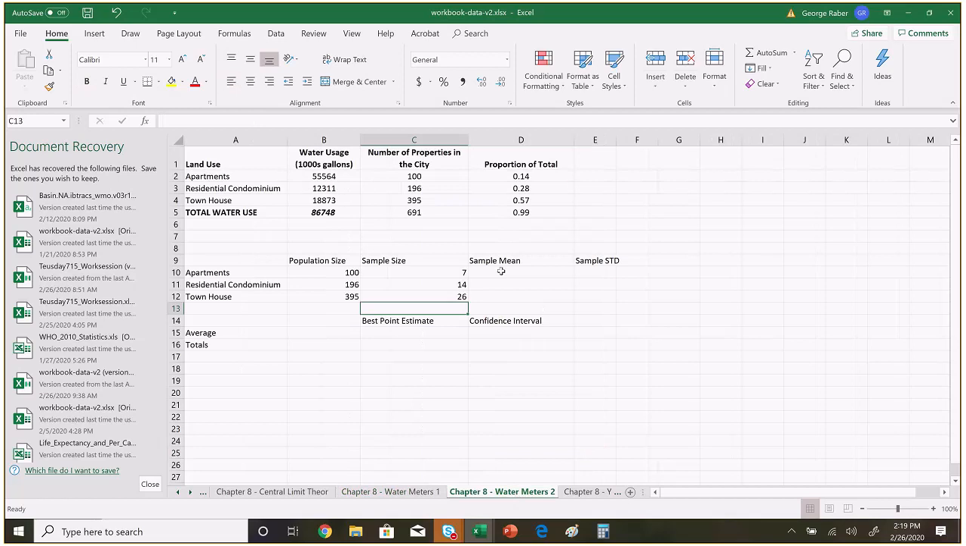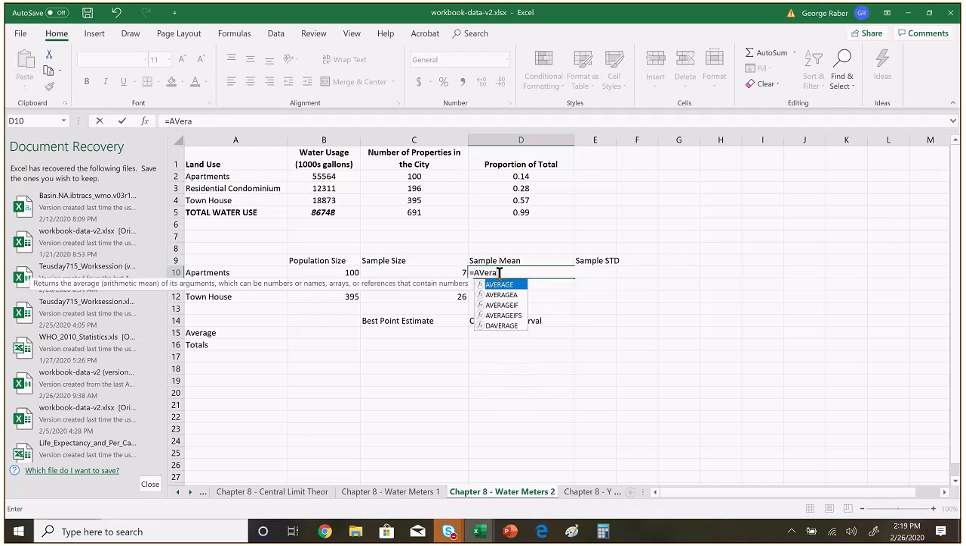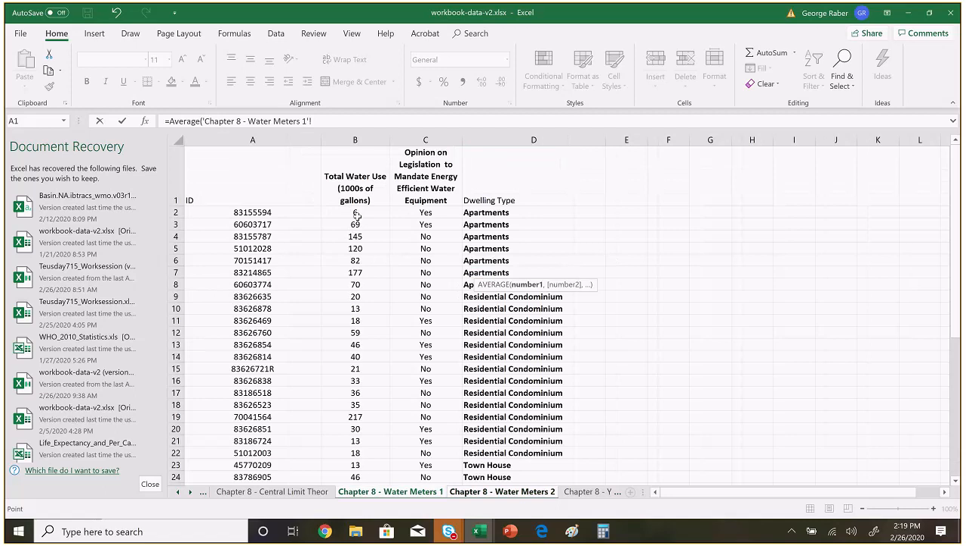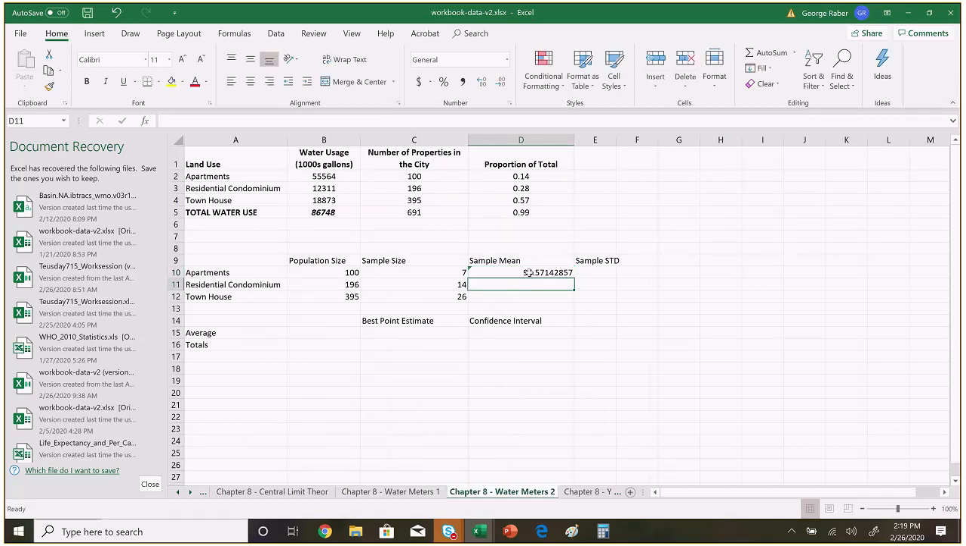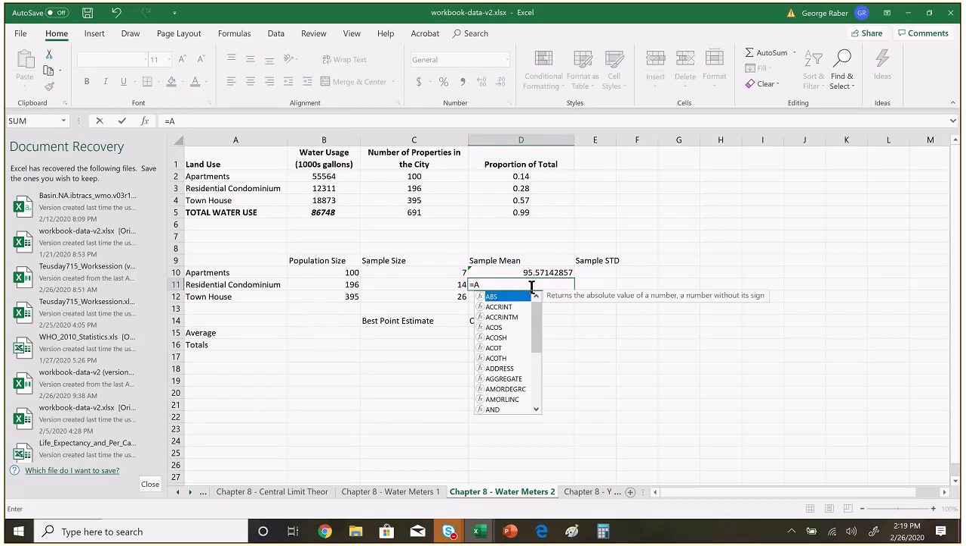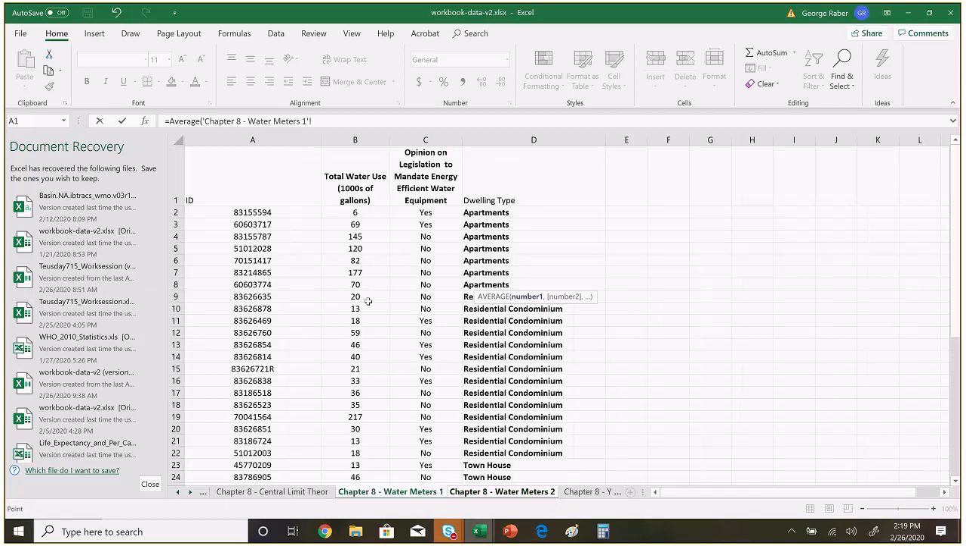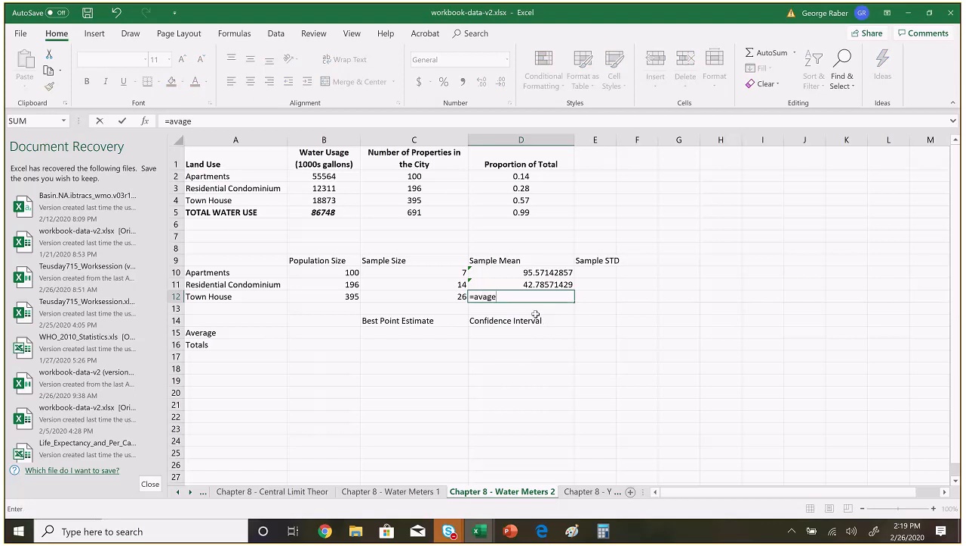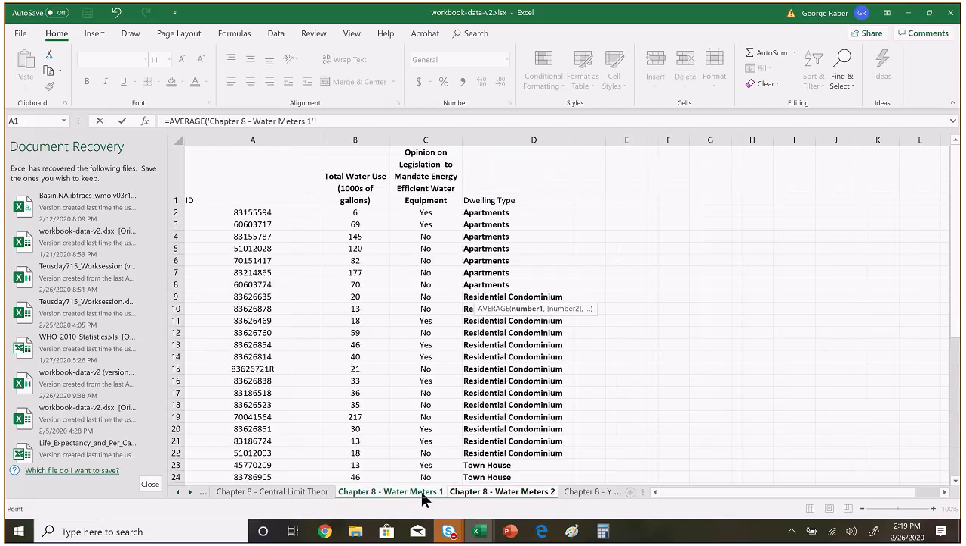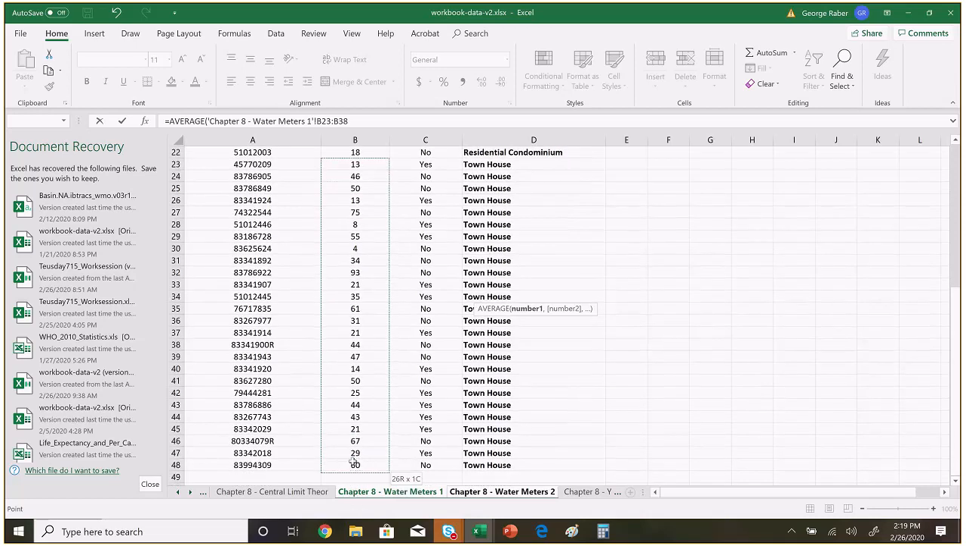So what we can do is go between sheets. I can say equals, and then go back over to the water meters. Oh, sorry, I need to actually finish the formula. Say equals average, and then go back over there and highlight just those 7, and then hit enter. So that's the average water usage for residential condominiums. And then I do that again, average, all the way down, residential condominiums. Did I do that right? Okay, and then the townhouses.